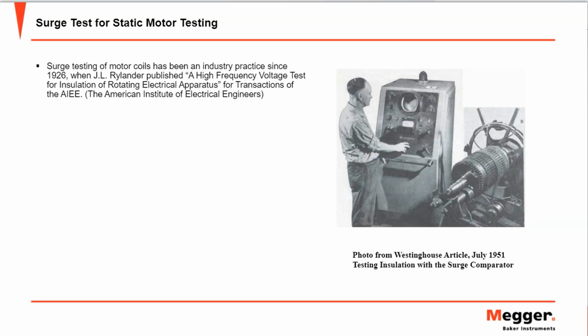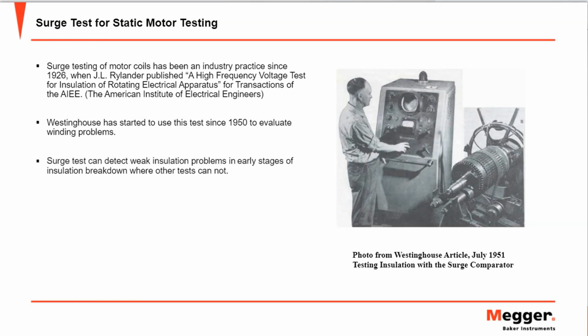So Westinghouse started to use this test in 1950 to evaluate winding problems. So the surge test can detect weak insulation problems in early stages of insulation breakdown where other tests cannot. So Baker Instrument Company, now Megger Baker Instrument, started to manufacture surge testers in 1961. So we have a lot of experience on this subject.